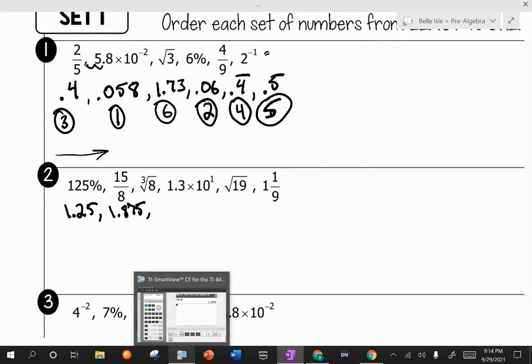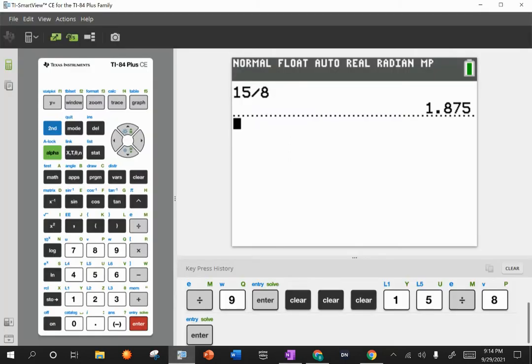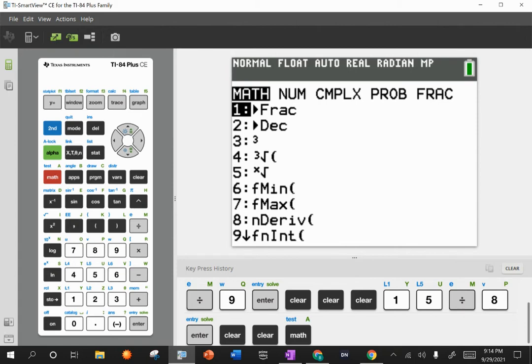And then we've got the cubed root of 8. And some of you hopefully don't need to punch that one into the calculator. But if you do, that's okay. You have a cubed root button on your calculator. I showed you how to do that.